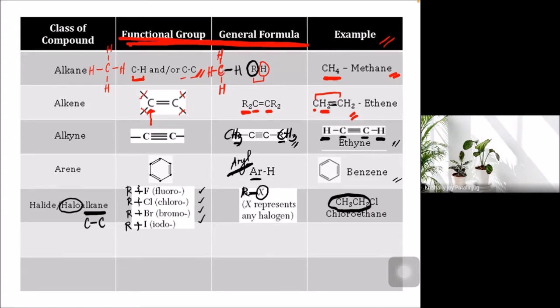CH3, CH2. A 2-carbon chain alkyl group, right? That is ethyl. So ethyl, if it is attached to a functional group, a halogen, then that will become already a stable compound, a haloalkane. And then we also have alcohol.